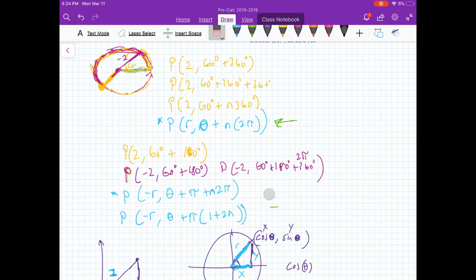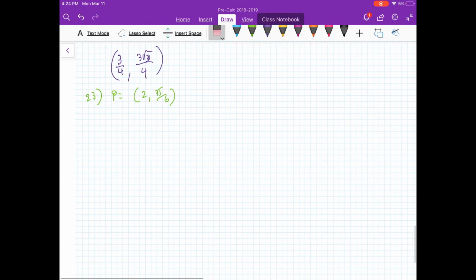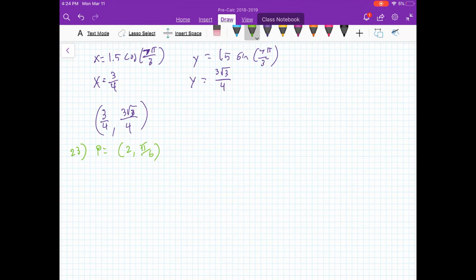So let's go ahead and write this down. We can write it with the radius of 2, and then pi over 6 plus n times 2 pi, where n is any integer. And by integer, I mean any integer, so -3, 2, 5, any number times 2 pi. So that's one way to write it.